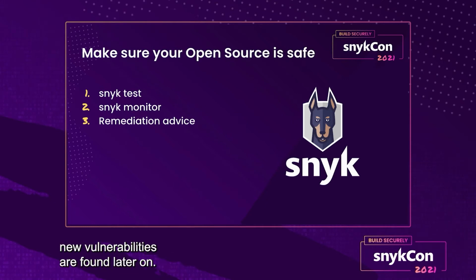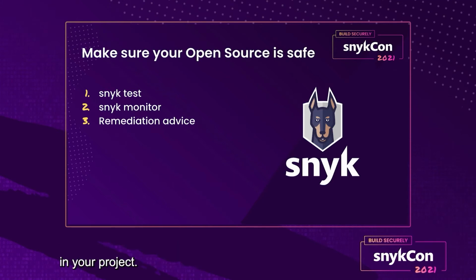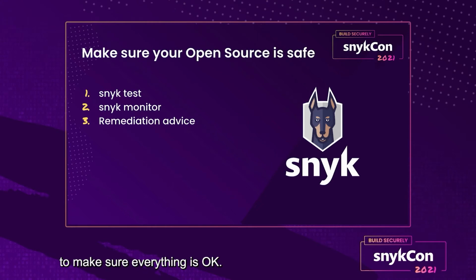I want to quickly demo how you can use Snyk to help you find and remediate vulnerabilities in your project. In the demo, I'll use a vulnerable app, I'll exploit it, I'll use Snyk to find the issue and remediate it, and then later on test the application once more to make sure everything is okay.